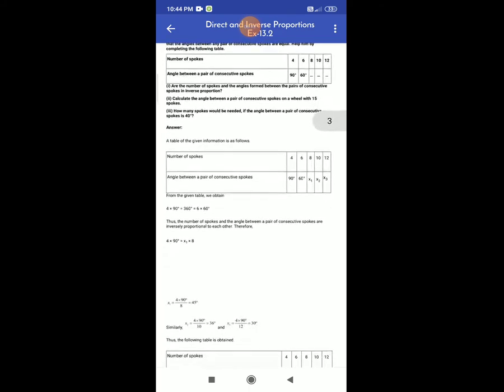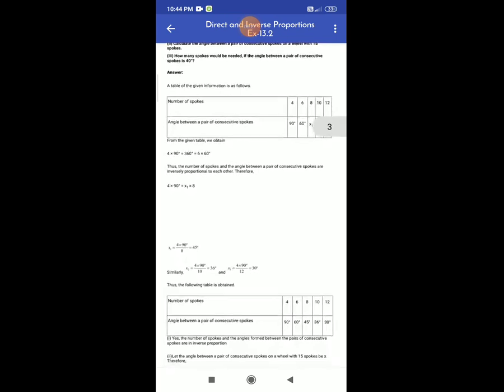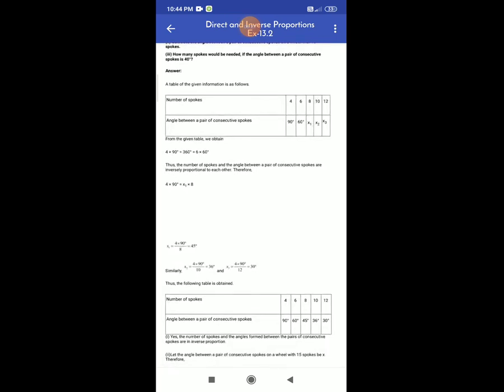A table of the given information is as follows. The number of spokes is 4, 6, 8, 10 and 12, and the angle between a pair of consecutive spokes is 90, 60, x1, x2 and x3. From the given table, we obtain 4 multiplied by 90 equals 360, which equals 6 multiplied by 60.